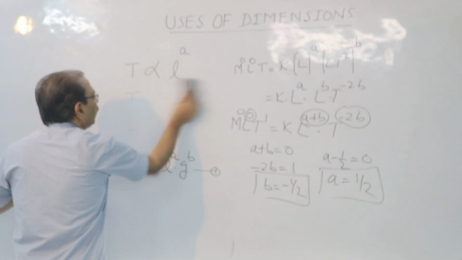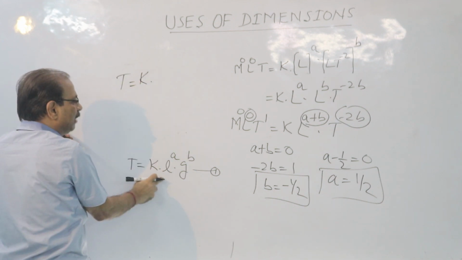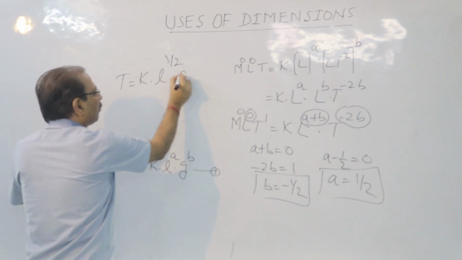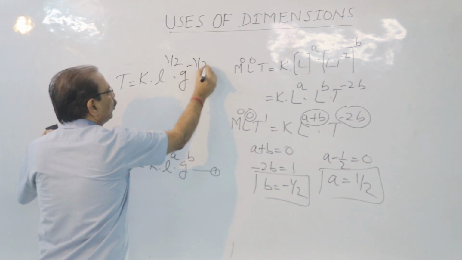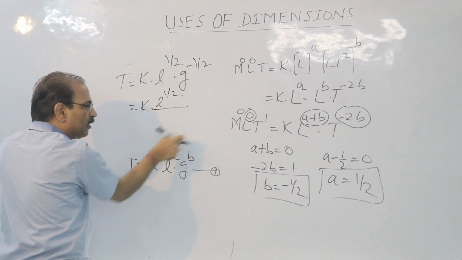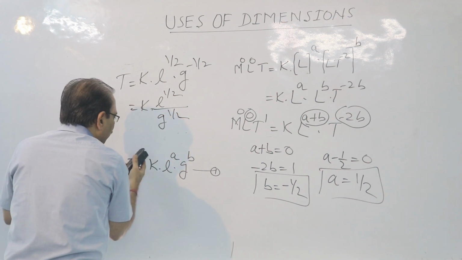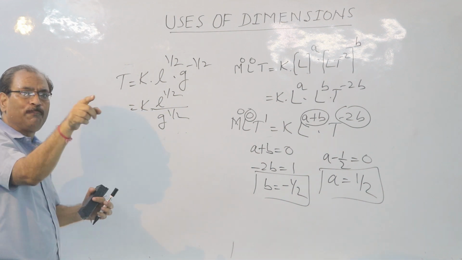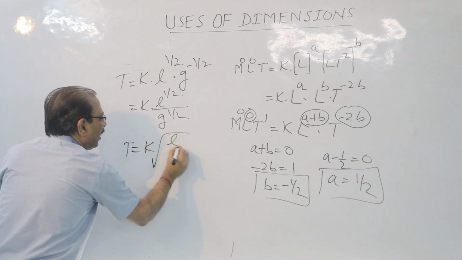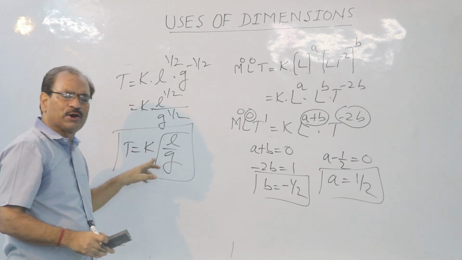So we shall be having, time period is equal to constant k, L power a. L power a means 1 upon 2 and g power b means b is minus 1 upon 2. How to make it plus? It could be k L power 1 upon 2 divided by g power 1 upon 2, bring it in the denominator. Or, you know in mathematics, power 1 upon 2 means under the root. So t is equal to k root L by g. Children, this constant k is equal to 2 pi.